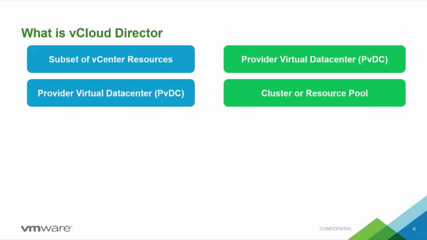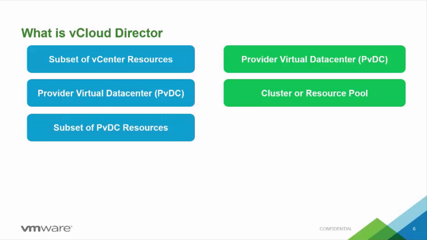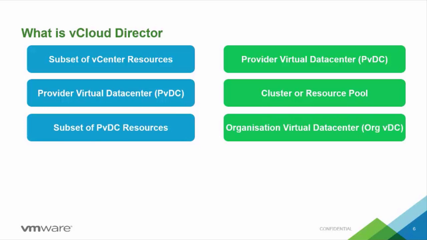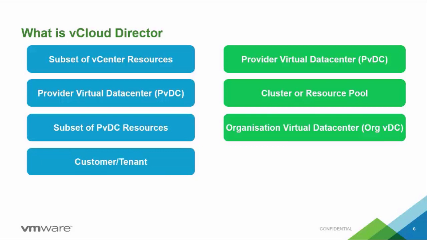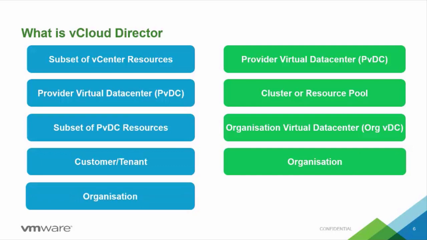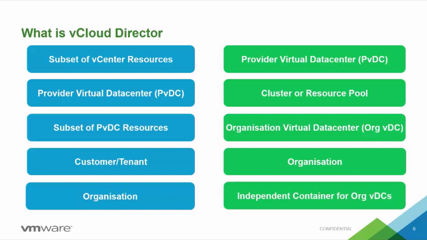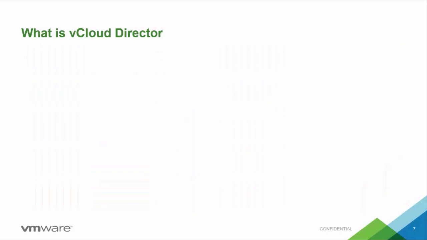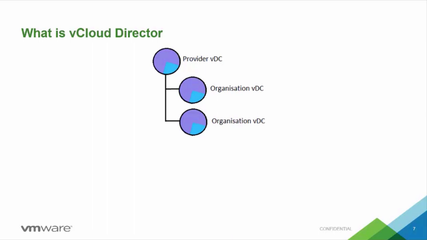If we were to take that provider virtual data center, and again just take subsets of those resources, then we'll get what are called organizational virtual data centers. We will then sell those to a customer or tenant who actually purchases their own organization. So if you want, you can think of an organization as an independent container for org VDCs. All we're saying there is a customer buys an organization, and that's their gateway into managing the resources that they've purchased. So again, for the vSphere guys, you can think of a provider VDC as a resource pool, and then you can subset those into one or more organizational VDCs.